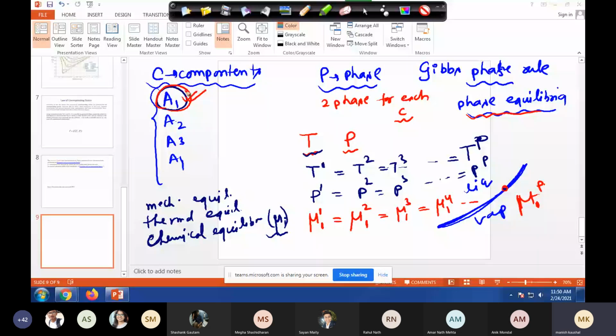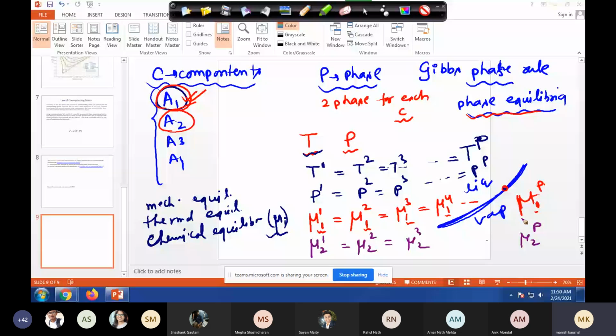We have just seen it in the previous example, so I'm repeating. For a given component, let's say A1, the subscript is fixed, 1, 1, 1, 1. The chemical potential should be equal for all phases, so 1, 2, 3 up to P. For A2, what will we write? Mu2, and so on, 1, 2, 3, up to P. So this we have.